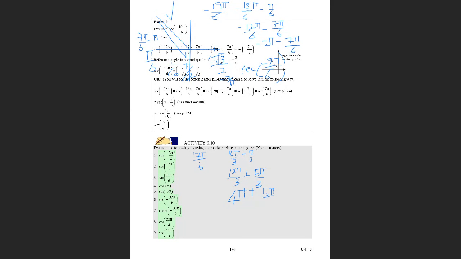And 5 pi over 3. 4 pi is 2 pi, it's a multiple of 2 pi, plus 5 pi over 3. So this will be the same as, and because it's 2 pi, it will always take us to 5 pi over 3. So this can be the same as cos 5 pi over 3.